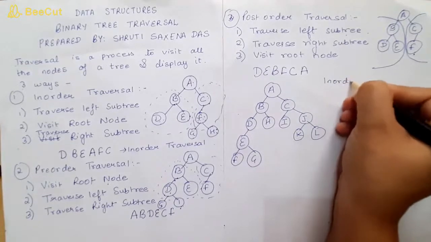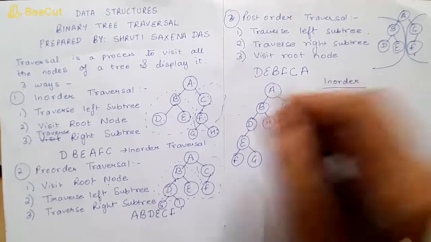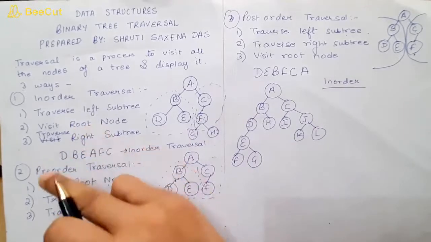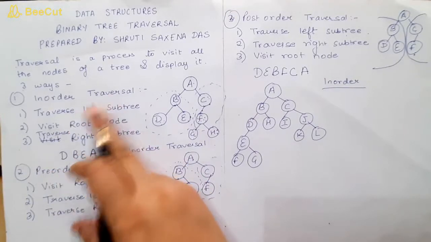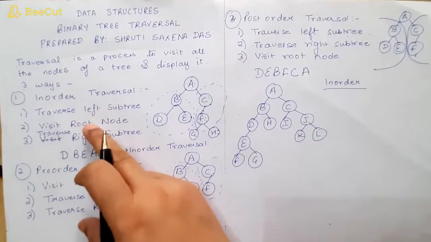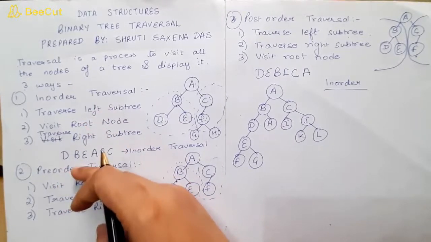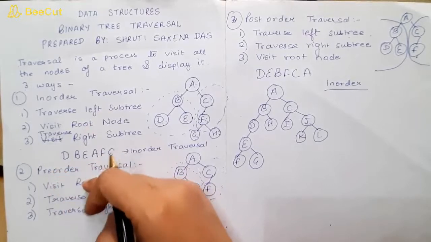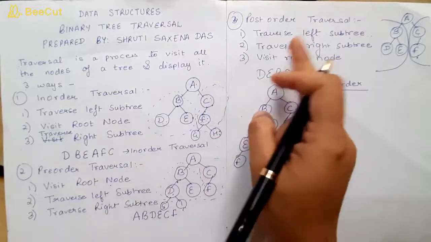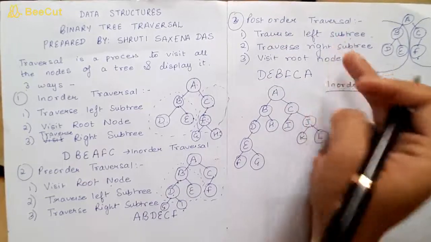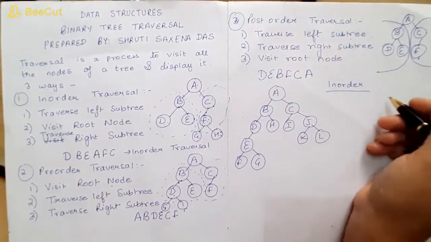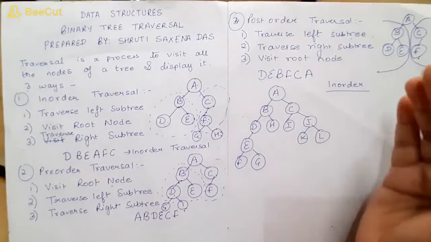Now see, in order, what we have to do: root will come in the middle. In order means in between, so root will be in between. Left, root, right. In pre-order, root will be first. Pre means root will be first. Root, left, right. In post-order, root will be last. So left, right, root. So we'll start with the in order. In order means left, root, right.